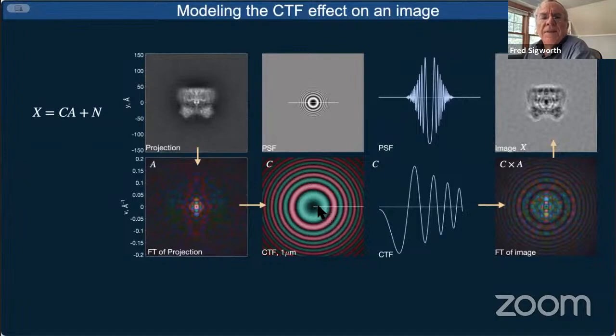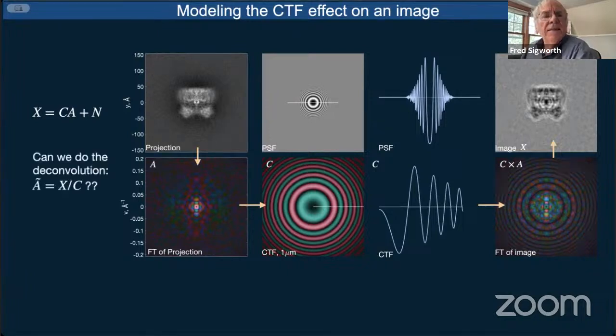Just for fun, I'm showing you a slice through the CTF. The 1D contrast transfer function is our usual oscillating sinusoid, but it's decaying at higher spatial frequencies, and that is due to the unavoidable blurring in the microscope. Just for fun, this is the point spread function, the Fourier transform of the CTF, but no one uses that. We all use this. Okay, so that's our model of how to get an experimental image.